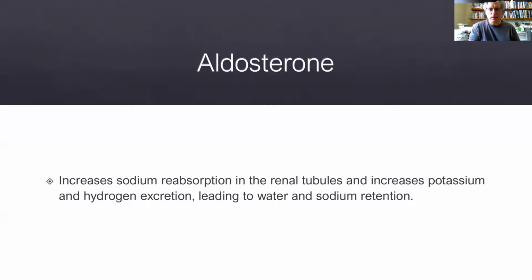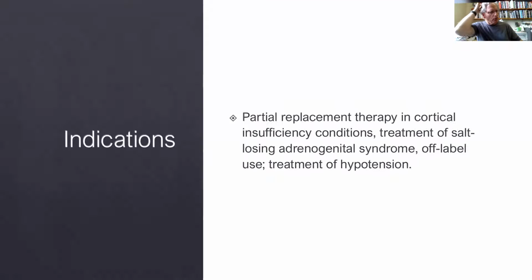So aldosterone increases sodium reabsorption in the renal tubules at the expense of potassium and hydrogen ions, leading to water and sodium retention. So this drug is used in cases of Addison's disease. And also it's used to treat salt-losing adrenogenital syndromes, and it's used off-label to treat hypotension.